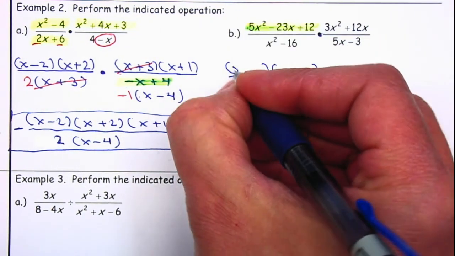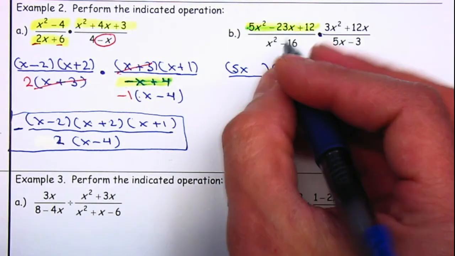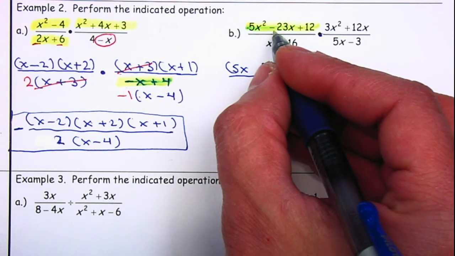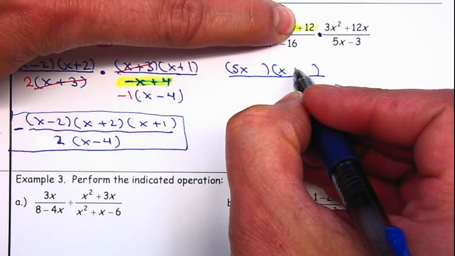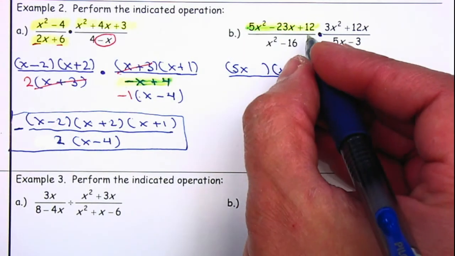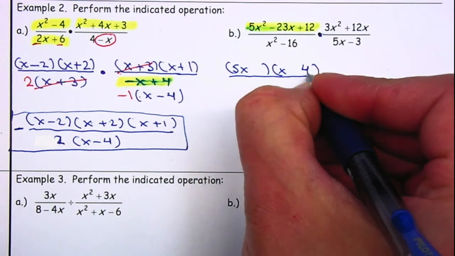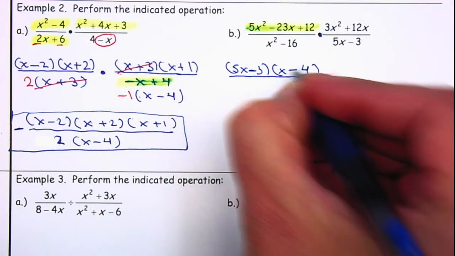Factors of 5x squared will be 5x and x. Factors of 12 are 6 and 2. I need to end up with a negative 23. That's a positive 12, so they both should have the same sign. In this case, they both should be negative. So I'm going to use 4 and 3. I'm going to use my 4 here, so that's 20, and my 3 here, so that's 3. And I'm going to make them both negative.